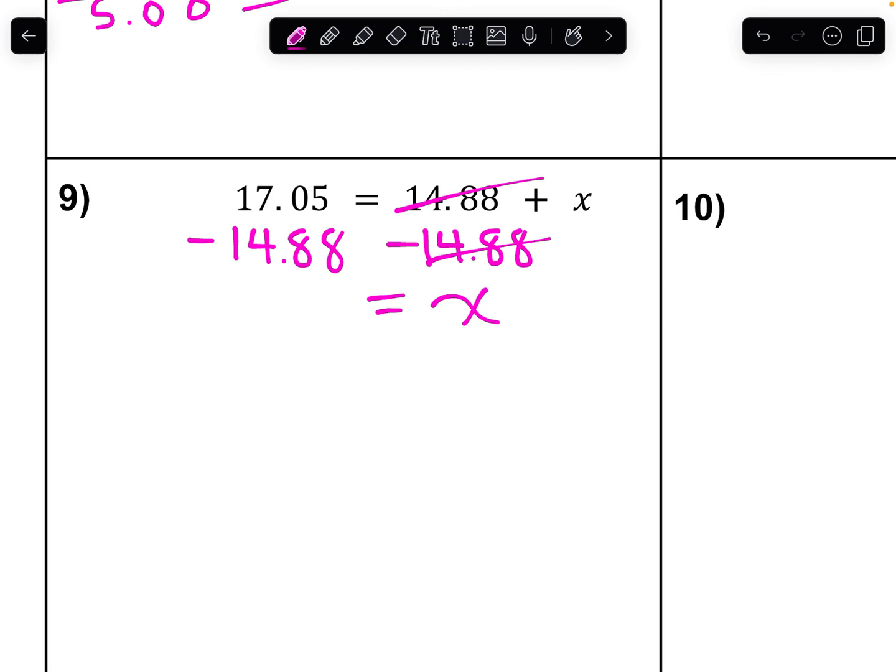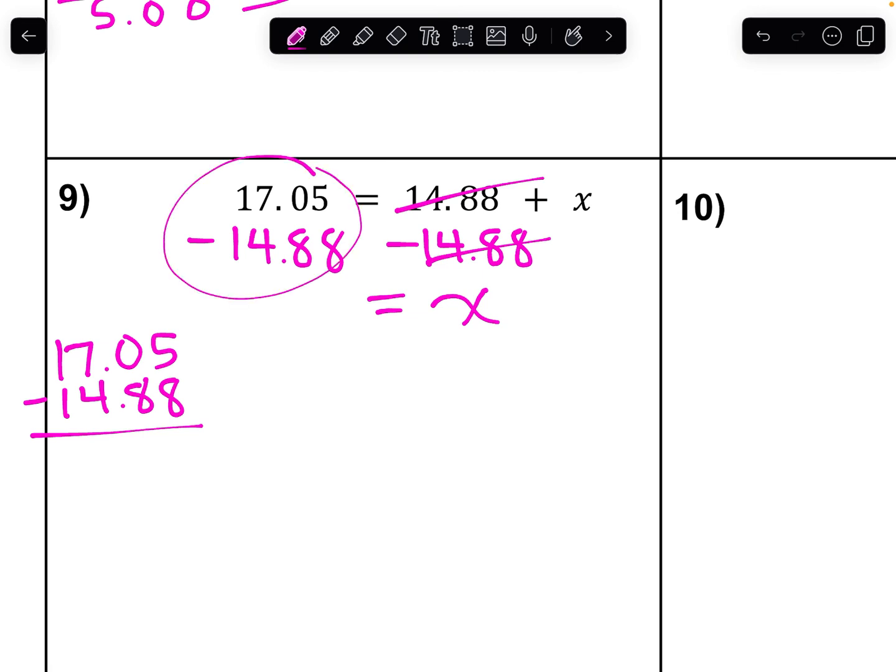Right now you're doing one-step equations. I'm going to let you guess as to whether we're going to get to 2-step, 3-step, and multi-step equations. Yes, if not this year, you will in the future. So we have 17.05 and we must subtract 14.888. So just like it says, we're doing it right here.